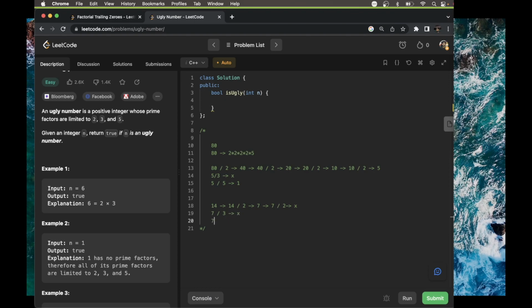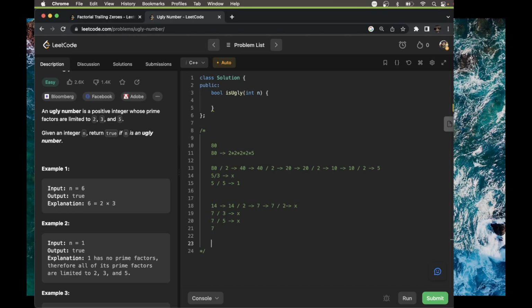Then try to divide 7 with 5. You cannot divide it. So at last the number is still remaining as 7. It is not 1. And hence there is some prime factor apart from 2, 3, or 5 that is involved in order to make the number 14. That's why we are left with this number 7. And hence this is not an ugly number.